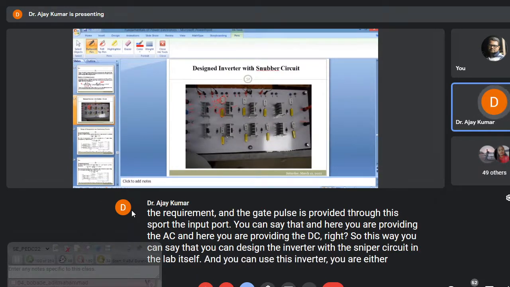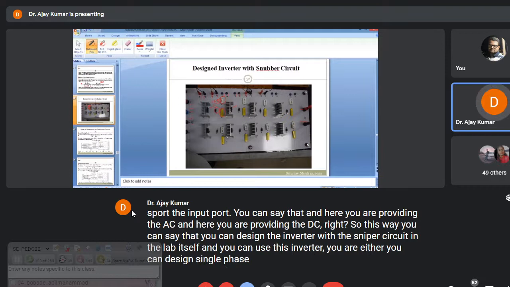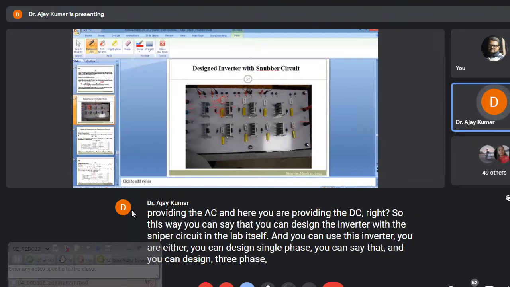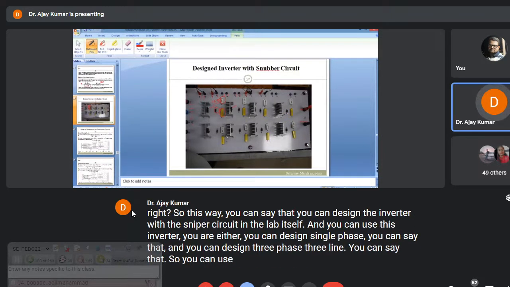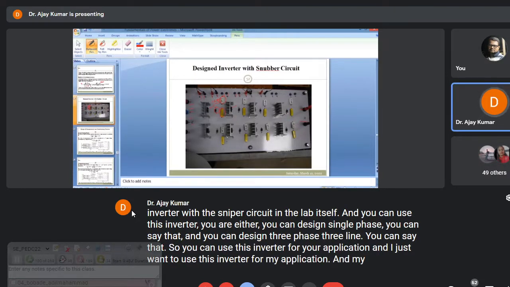Either you can design a single phase H-bridge, or you can design a 3-phase 3 leg inverter. So you can use this inverter for your application, and I just want to use this inverter for my application, and my application is related to solar photovoltaic integration to the grid.